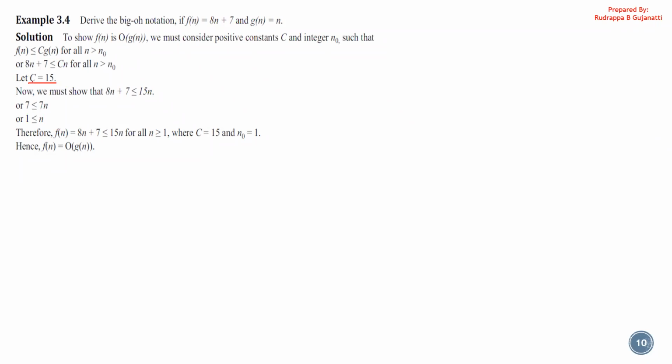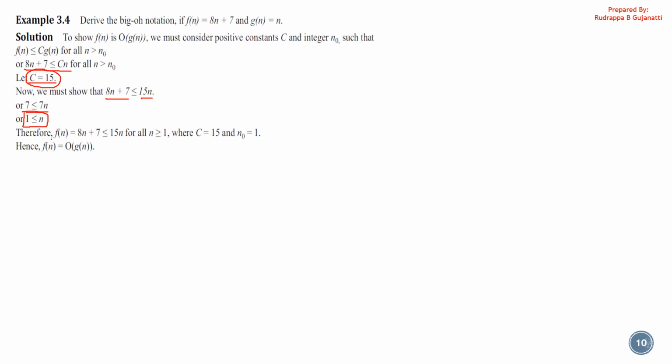So if that is the case, we can have c equal to 1, c equal to 2. So it's again trial and error based. So if I consider c is equal to 15, what will be the solution when I substitute it in this equation? I'll be having 8 times n plus 7 lesser equal to 15 n. When you simplify this equation, you are having 7 lesser equal to 7 n. So when we observe over here, we get n greater equal to 1.